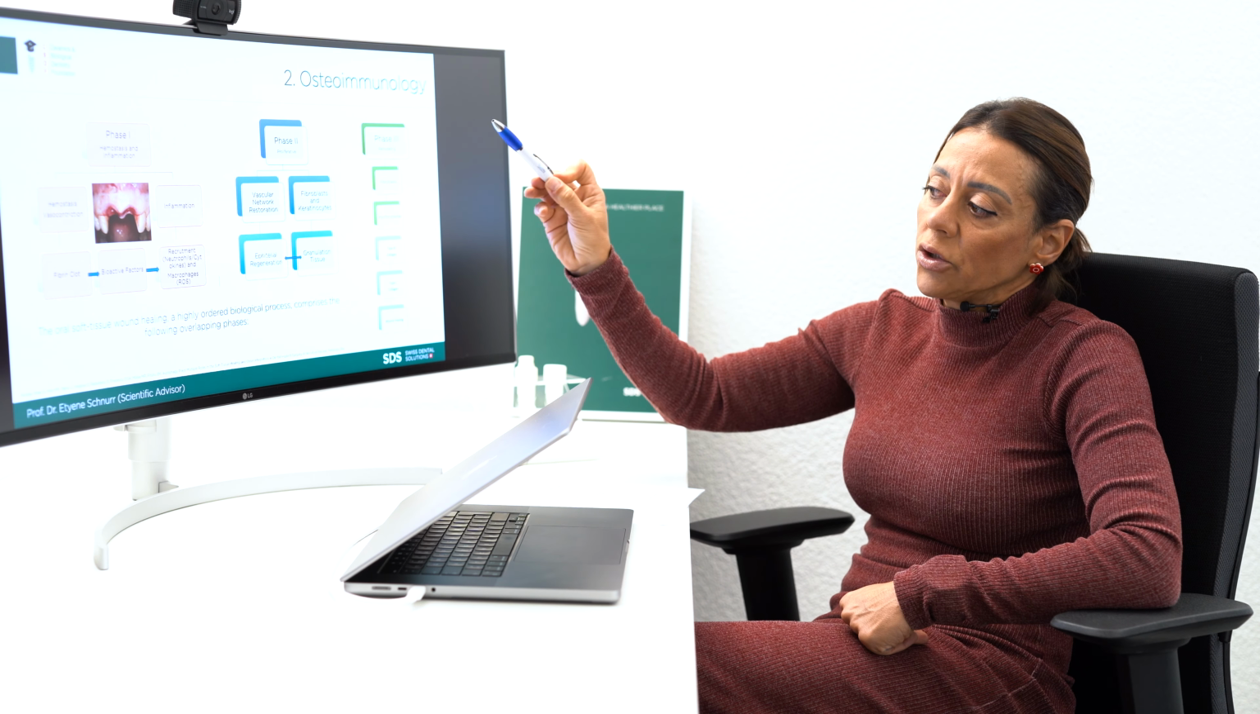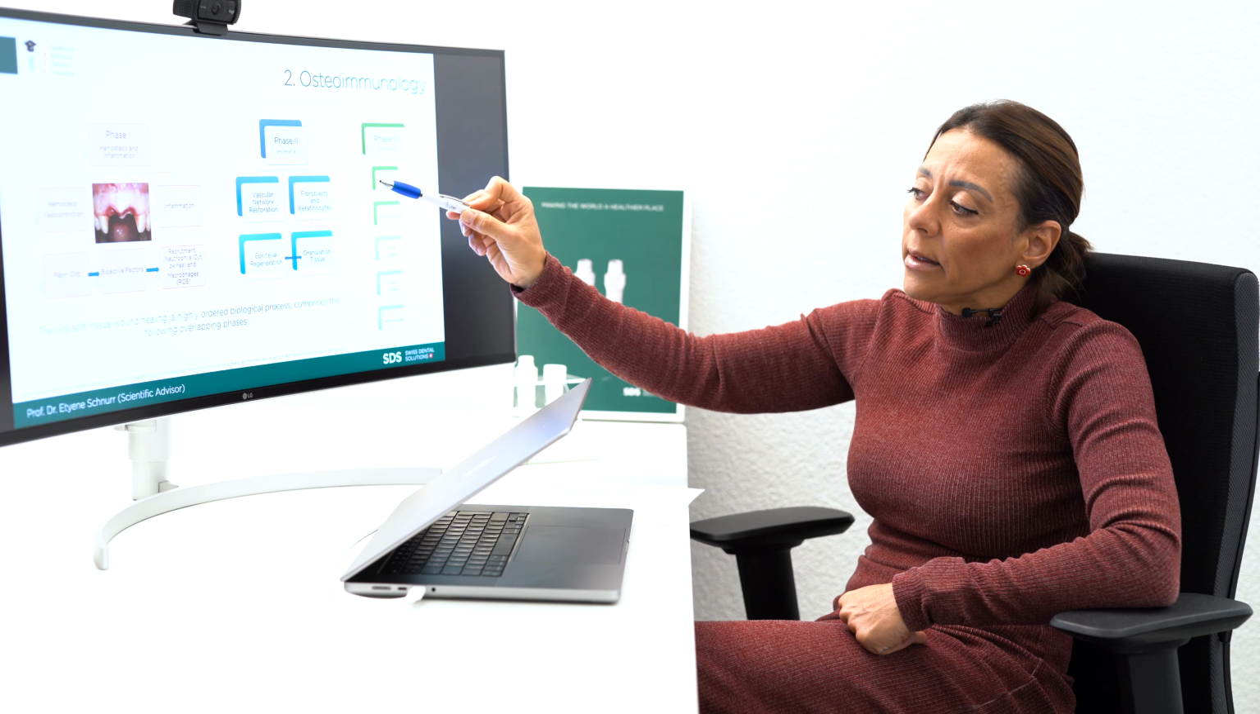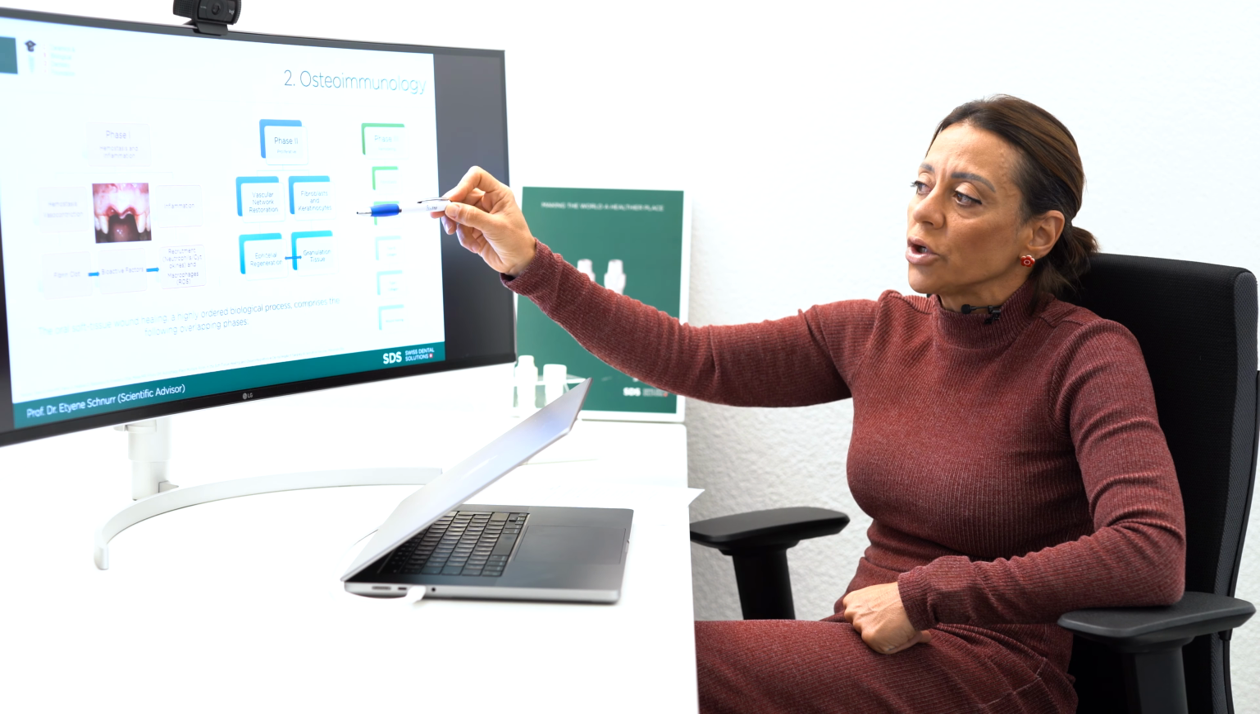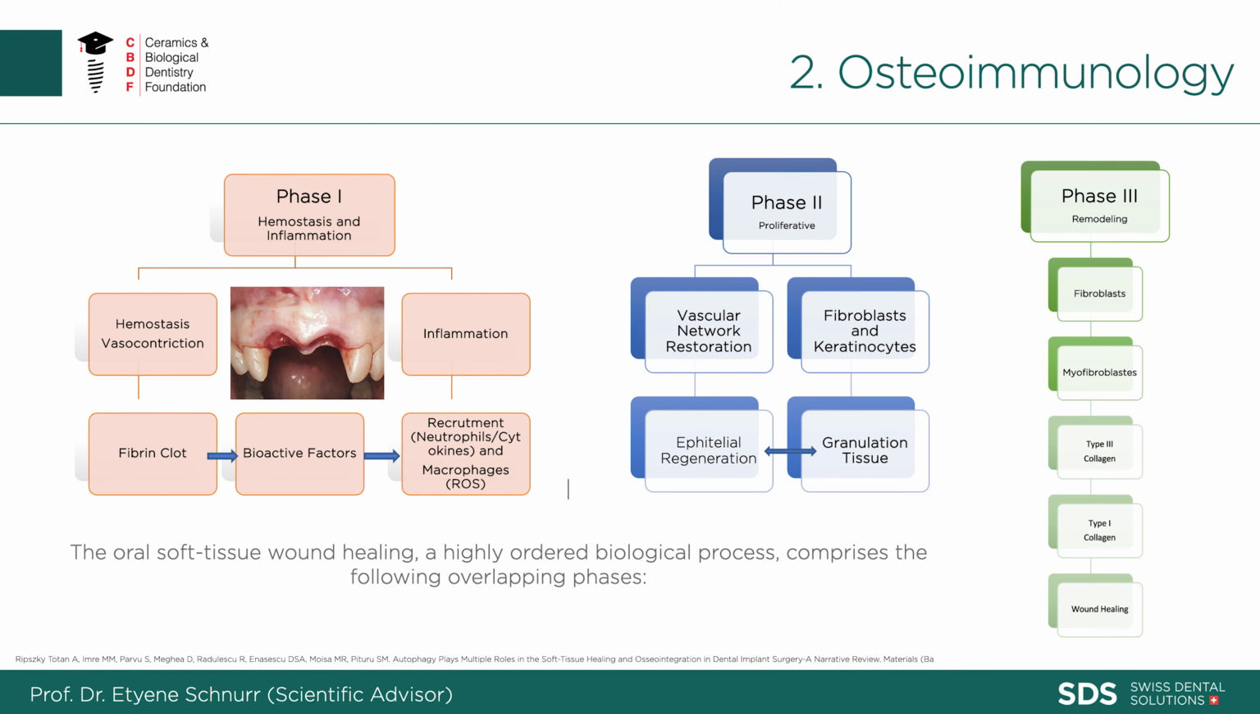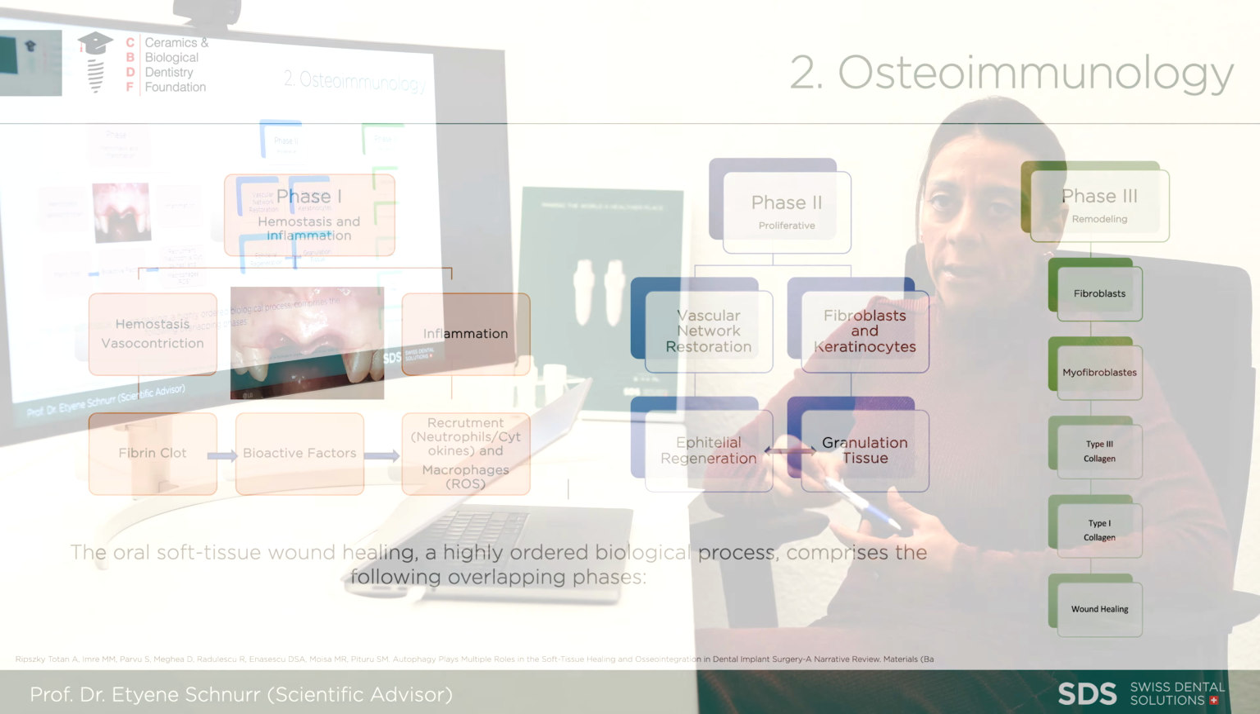The oral soft tissue wound healing undergoes a highly ordered biological process which comprises the following overlapping phases. Phase 1, hemostasis and inflammation, with the formation of a clot and recruitment of inflammatory cells, which links to the second phase, proliferative, with vascular network restoration and epithelial regeneration, and phase 3, remodeling, with the differentiation of fibroblasts and myofibroblasts, type 3 collagen and type 1 collagen, in wound healing.